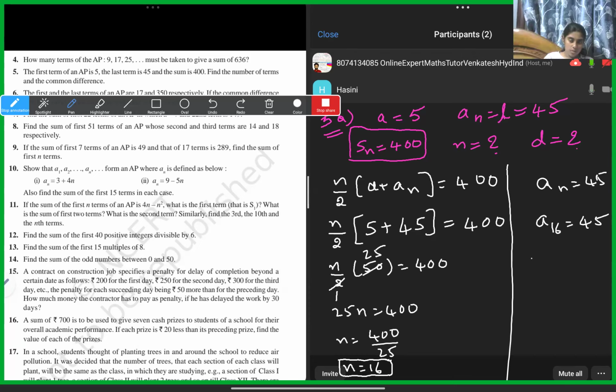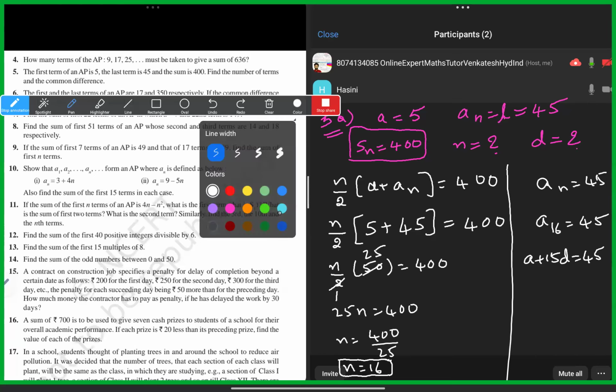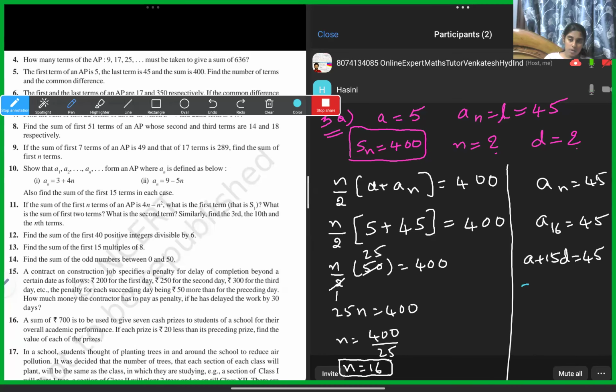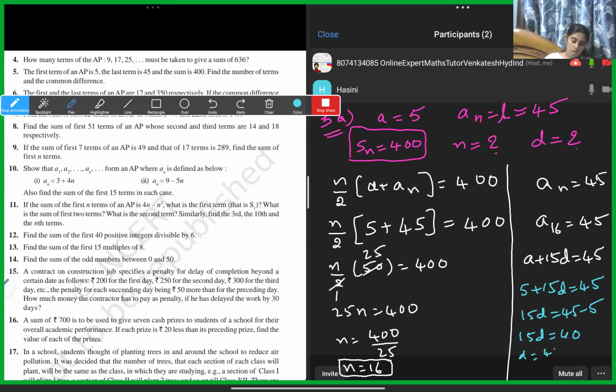So a16 now I can write as a plus 15d, using the an formula. an is a plus n minus 1 into d. So a plus 15d. You already know a16 can be written as a plus 15d. Could you hear me? So now a is how much, Hasni? 5 plus 15d. 15d is equal to 45, so 15d is equal to 45 minus 5. 15d is equal to 40. d is equal to 40 by 15, Hasni.